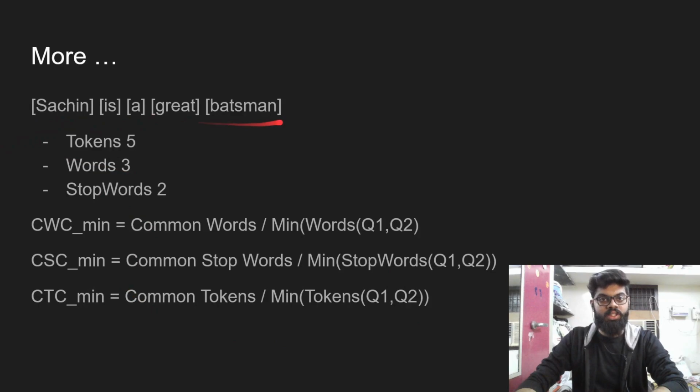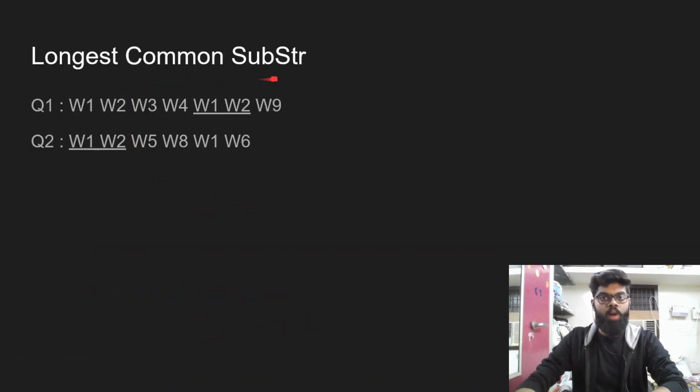In the string "Sachin is a great batsman", there are 5 tokens, 3 words, and 2 stop words. CWC is common words divided by the minimum length, and CSC is common stop words divided by the minimum. CTC is common tokens divided by the minimum. It can be the minimum and also the maximum. And then the longest common substring is something we all know, right?